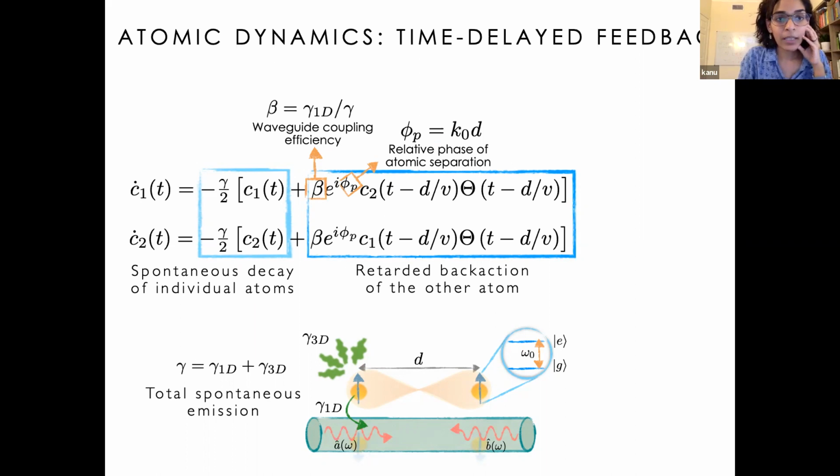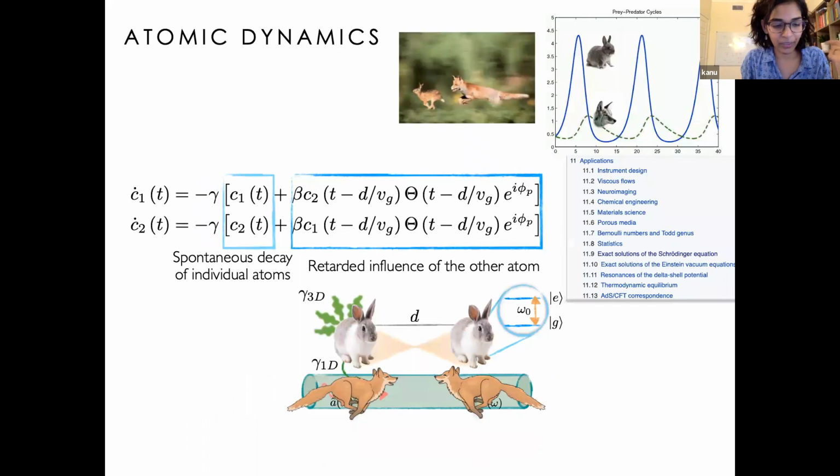And I wanted to mention that such coupled delay differential equation systems or dynamics are pretty generic in all kinds of systems, ranging from instrument design to AdS/CFT correspondence and population dynamics. So you might equivalently be describing a system of quantum rabbits interacting with quantum foxes running through waveguides and looking at their population dynamics.